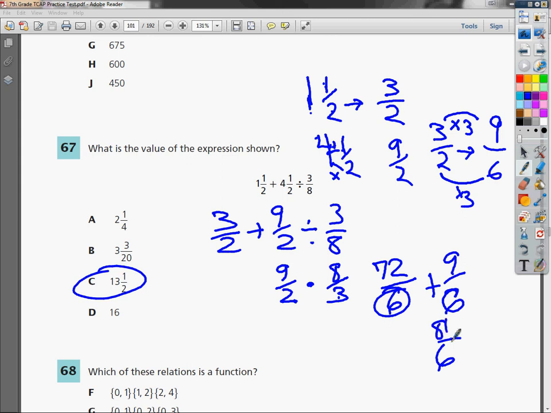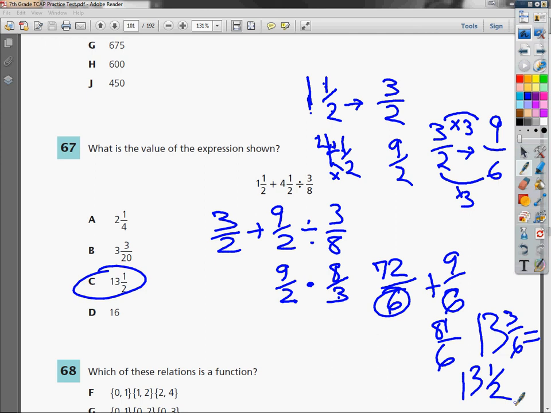Then I'm going to do a little bit of division work here. If I divide 81 by 6, I end up with 13, and I'll end up with 3 left over, 3 sixths. Reducing that fraction would give me 13 and 1 half. So I'd still get the same answer.